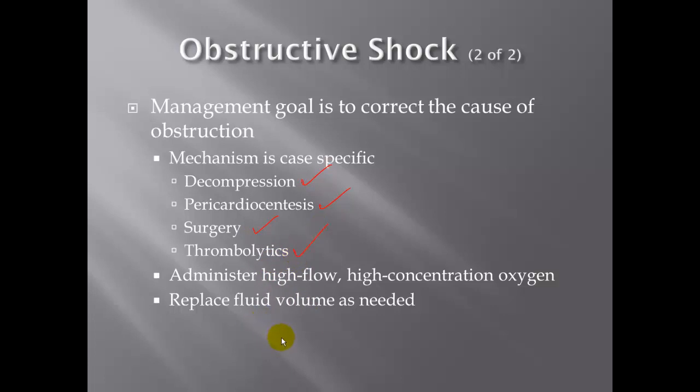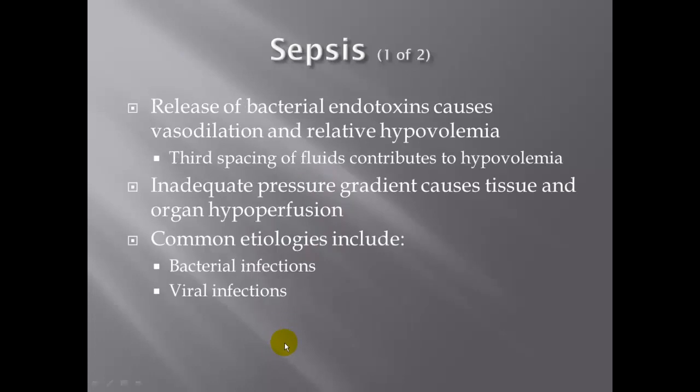Administer high flow, high concentrations of oxygen. Replace fluid volume as needed. Sepsis. Release of bacterial endotoxins causing a vasodilation and relative hypovolemia. Third spacing of fluids contributes to the hypovolemia. Inadequate pressure gradient causes tissues and organs to have hypoperfusion. Combined etiologies include bacterial infections and or viral infections.